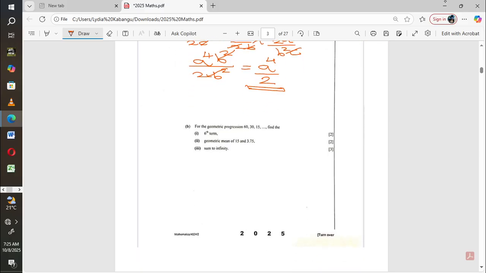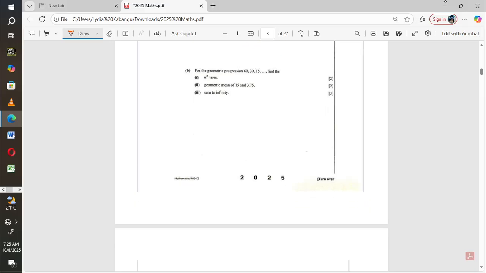Okay, so question B, this one is for geometric progression. The question reads, for the geometric progression 60, 30, 15, dash dash dash, find the 60th term. So how do you find the 60th term? So this is the series, a series of numbers which follow each other. Now how do you find the missing term there? The missing term they're talking about is the 60th term.